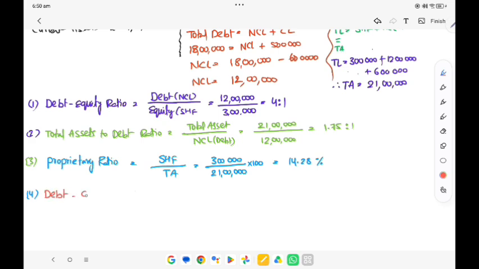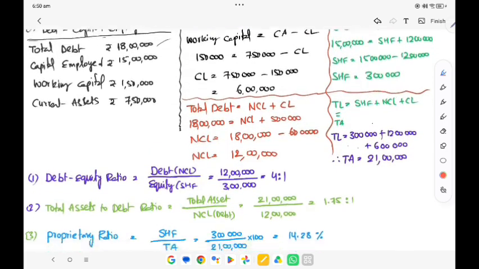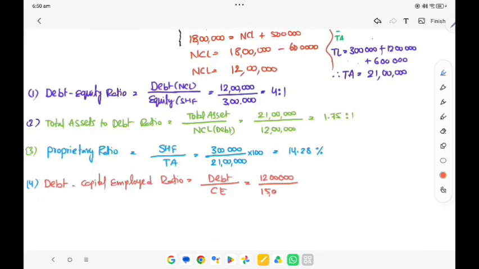The last one, debt to capital employed ratio. The formula is debt by capital employed, which is equal to, debt is 12 lakhs, the capital employed is 15 lakhs, which is 0.8:1. So this is the way we solve the ratios.